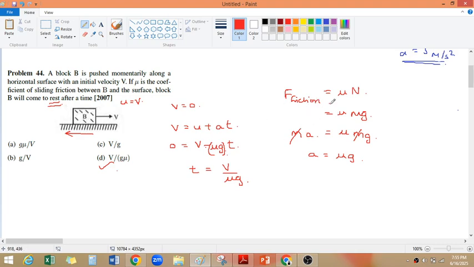Okay. Very often you will be using this concept, mu mg, but don't forget on this side you have to put m into a, mass into acceleration. This acceleration represents the friction or retarding force, right? Retardation. Okay, this is where many of you will get a confusion. F is equal to ma is true for all the forces. So this is a retarding force, so acceleration is retarding acceleration or negative acceleration.